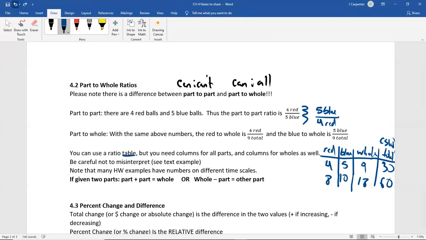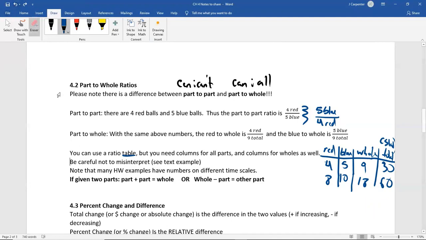So note that many homework examples will have numbers on different time scales. So just be careful with that. If one thing is in hours and another thing is in minutes, convert them to all the same time scale, or just be careful with your units. Again, proportions work even across different units as long as you're careful to pay attention to your units.